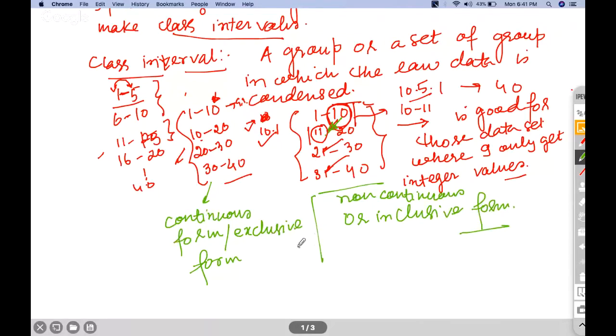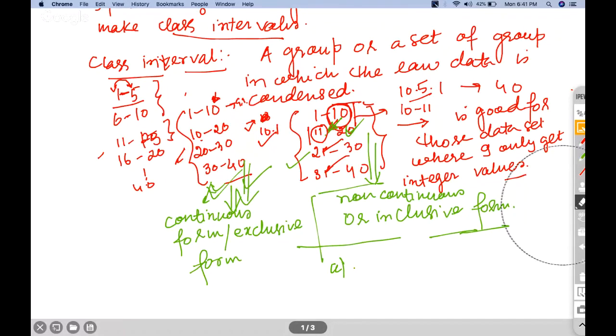One thing is important to know: wherever you are only getting integers, you can utilize any of these. Wherever you are getting a few decimal values, you have to utilize the continuous one. Both of them are fine for integer data, but for non-integer data, only the continuous one is fine.